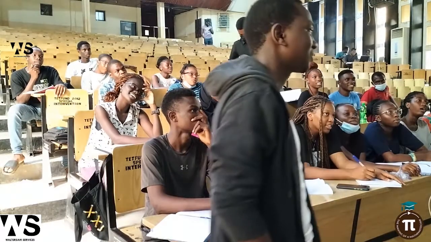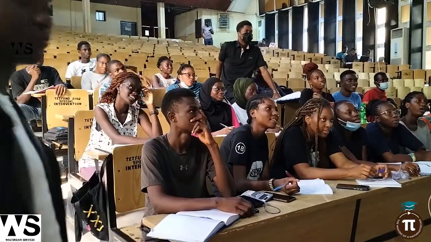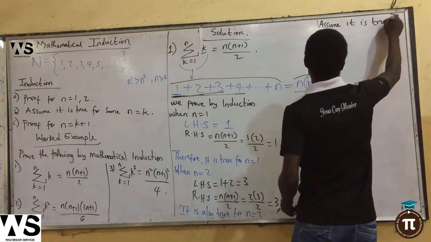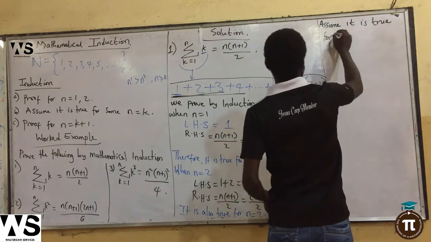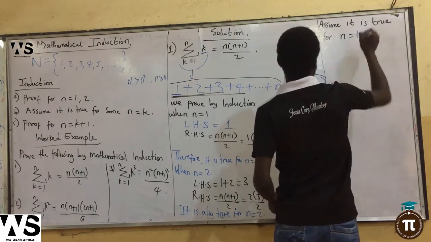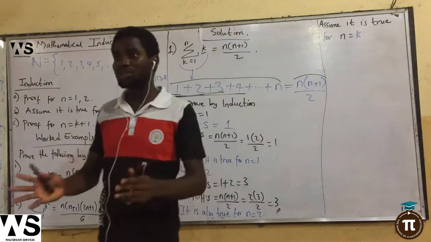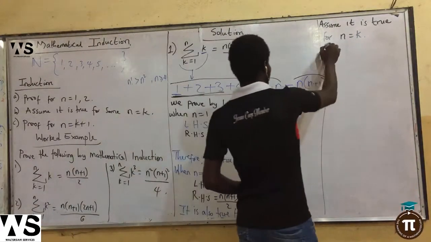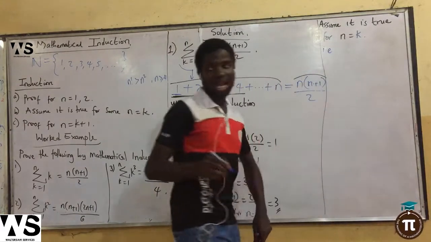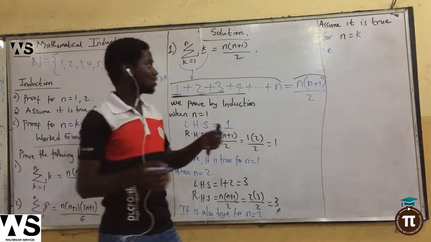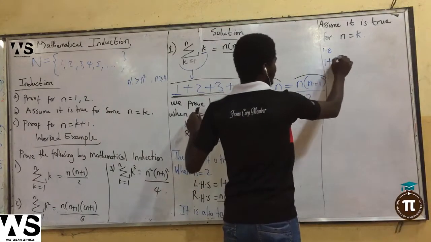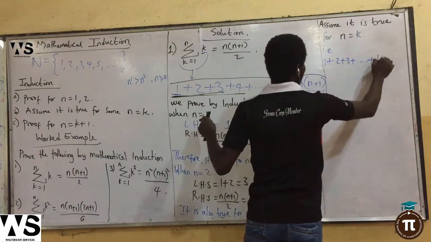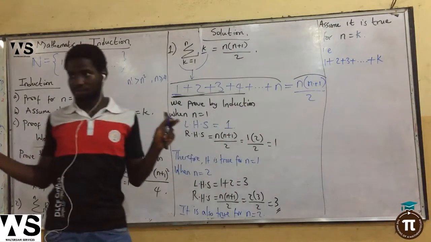The next thing now, assume. That's how you write it. Assume it is true for n equal to k. What does that mean? I'm going to explain further. That is, assume it is true for n equal k. That is, it is true for 1 plus 2 plus 3 plus 4 plus 5 plus 6 plus 7 till you get to k. Do you get that?